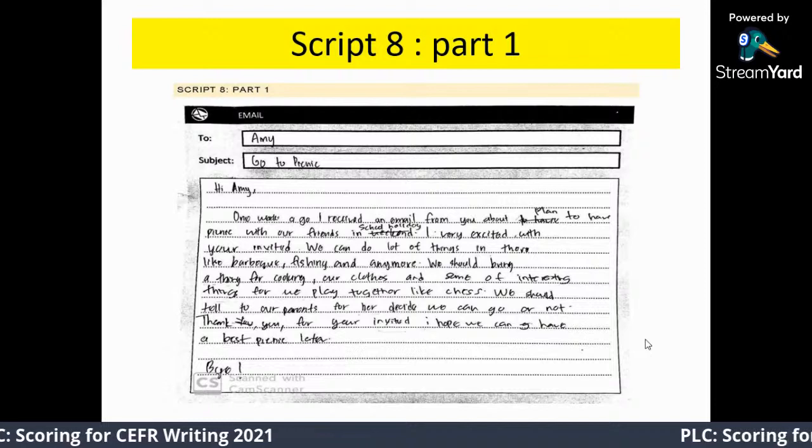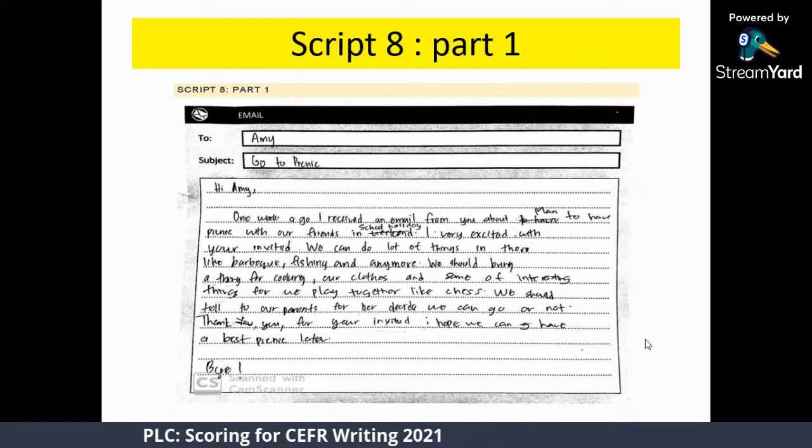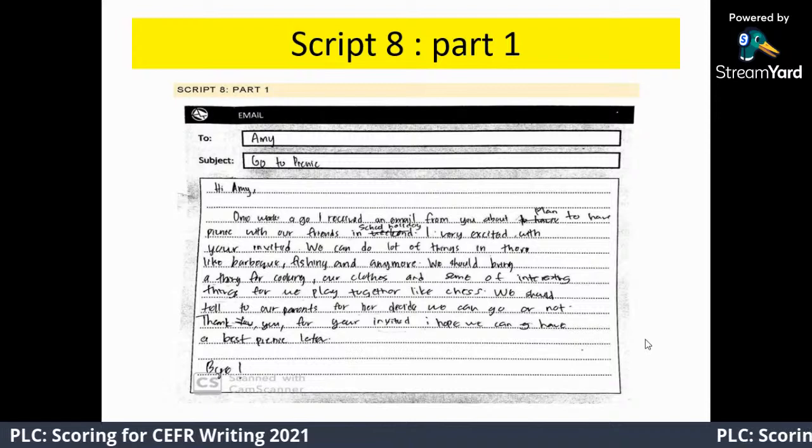We can go on if we can go on our mission. Thank you for your invited error. I should be capital, so error. Hope we can have a best picnic later. Okay, we can have a good picnic, error.